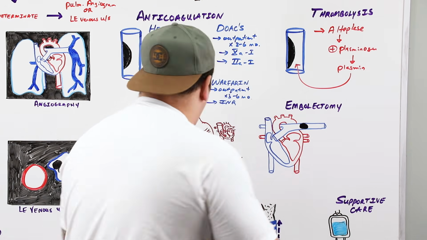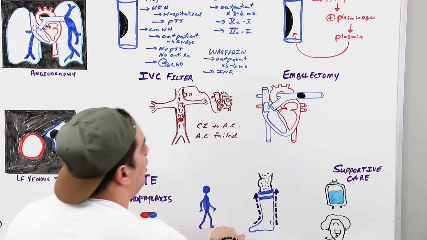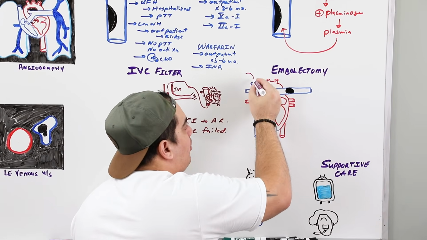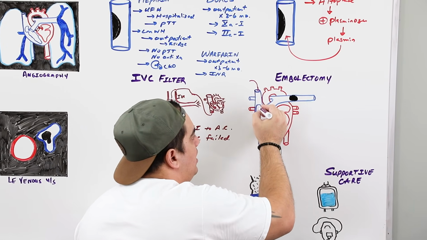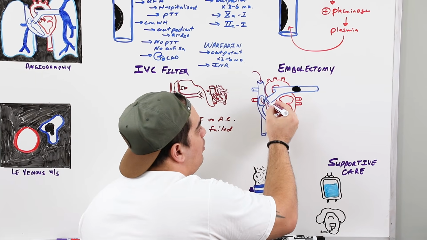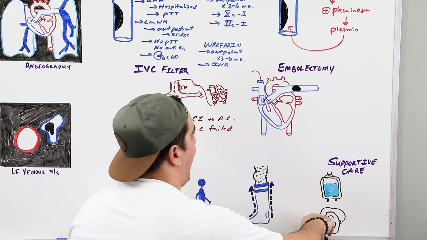So come down here for embolectomy. For an embolectomy, all you do is take a catheter and thread it down through the SVC, through the right atrium into the right ventricle, and through the pulmonary trunk. And this leads to that one quick thing that I was talking about with a saddle embolus.